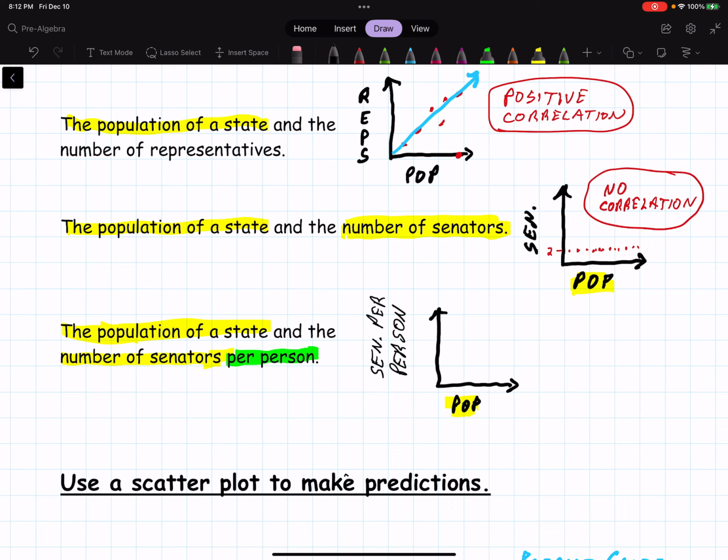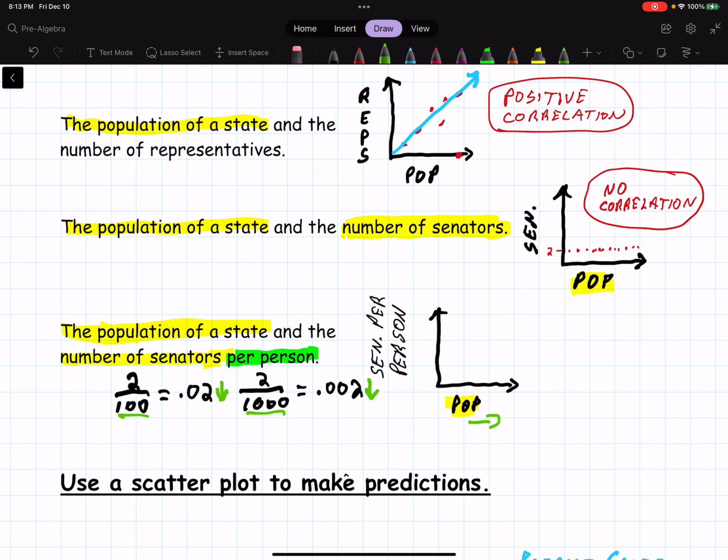I should have said number of senators to the population, and that's going to be 0.02, small number. But if I go to a state with even more population, that's 0.002. And so as my population gets bigger, my number of senators per person gets smaller and smaller.